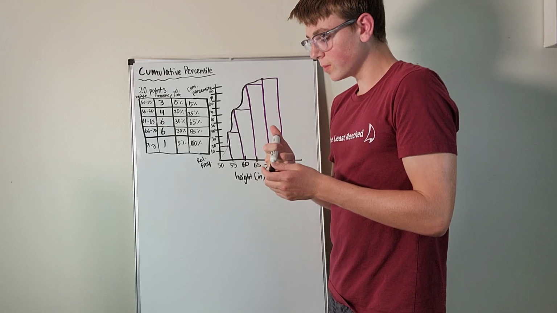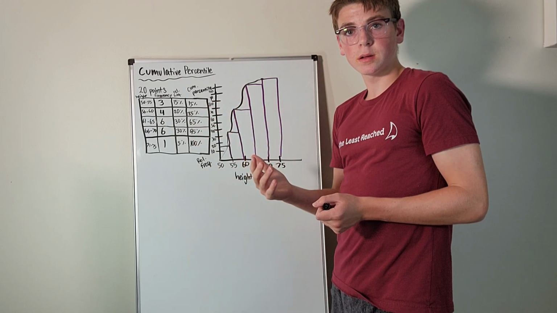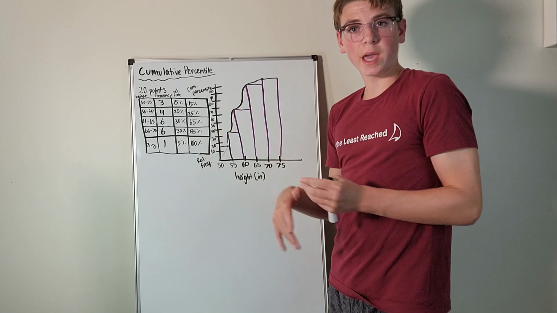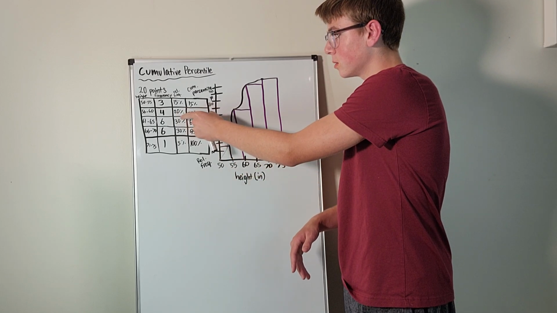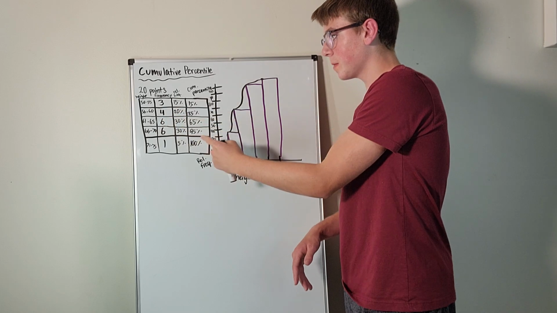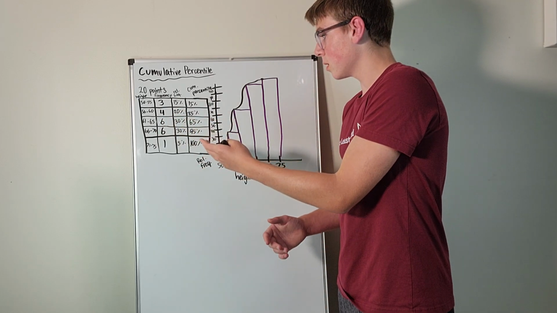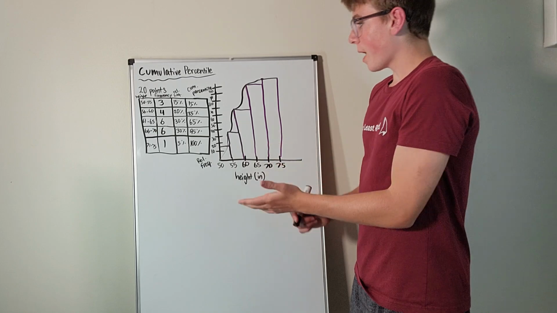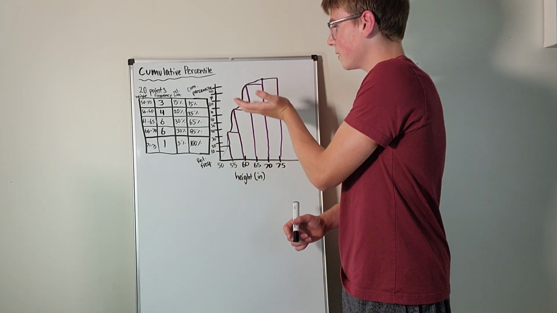So all cumulative percentile is, you're just adding the percent of whatever came before. So here is 15%, and then you're going to add your next relative frequency and get 35%, then add your next 30% and get 65%, and then you're just going to graph it. You're going to graph 15%, then 35%, then 65, then 95, then 100.